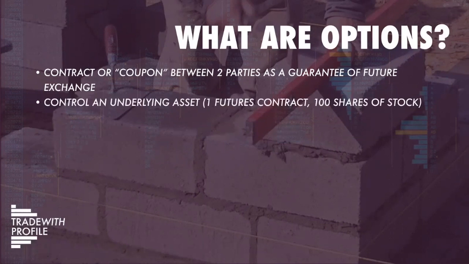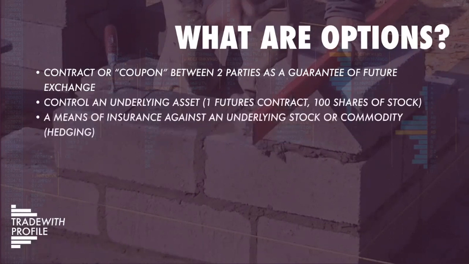Key distinction there. And it's a means of insurance against an underlying stock or commodity. You can use it as a hedge. In fact, that's the reason they initially came onto the market, as a way to express a form of insurance and protect the investment that you had. And that's where some of the pricing comes in, because of an expectation of movement and what people are pricing in, quote unquote, pricing in risk.